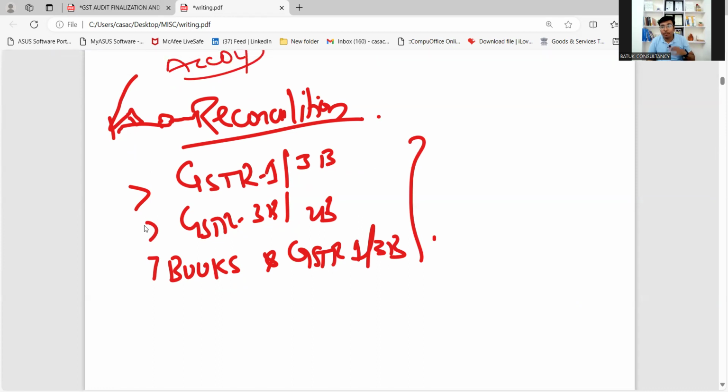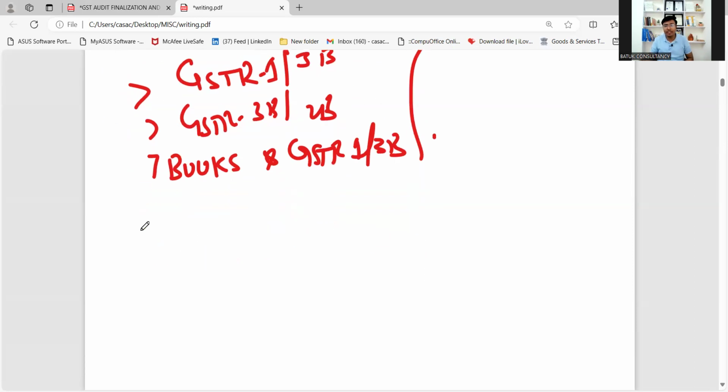Okay. Now the point is that whether we are doing the analysis of return or not. Are you doing the analysis of return? Just comment in the chat box. Or you are just checking the reconciliations, because this is the part of finalization. Checking the reconciliations is the initial work, but to check deeply the return filed by the taxpayer is the main work. Okay. So are you doing the analysis of the returns filed by the taxpayer?